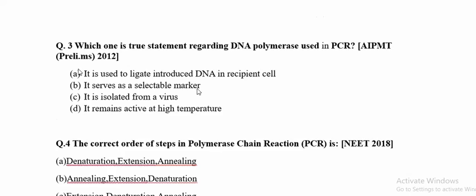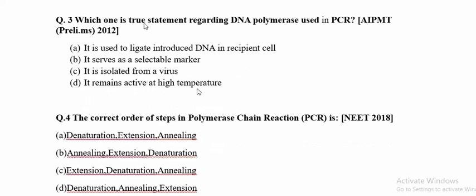Then going to question number 3. Which one is a true statement regarding DNA polymerase used in PCR? Option A, it is used to ligate introduced DNA in recipient cell. So this DNA polymerase is not used to ligate introduced DNA in recipient cell. This option is false. Option B, it serves as a selectable marker. No, DNA polymerase doesn't serve as a selectable marker. Option C, it is isolated from virus. No, DNA polymerase is not isolated from virus. It is actually isolated from bacteria.